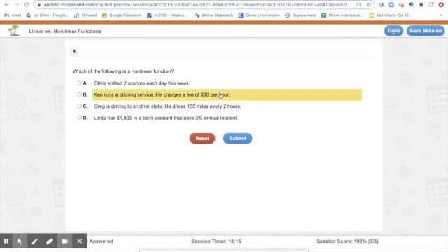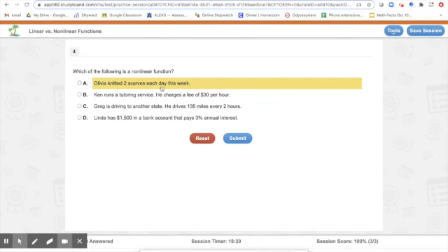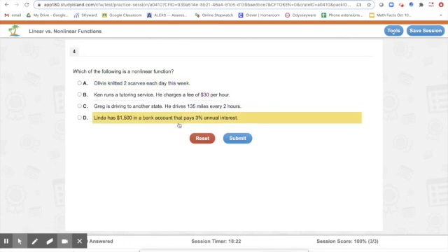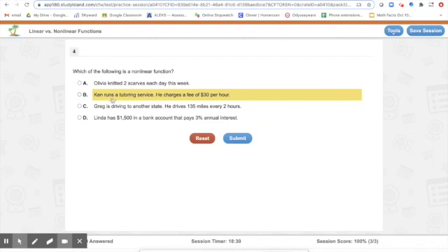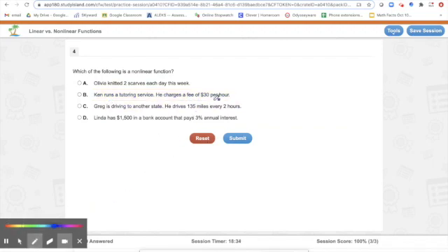All right. Same idea. We're trying to find the non-linear function. So Olivia knitted 2 scarves each day this week. 2 one day, 2 the next day, 2 the next day. All right. So she's going up by 2 every day. That's a linear situation. Ken runs a tutoring service. He charges a fee of $30 per hour. All right. So it's going up $30 every hour. So it's going up the same amount over and over again. That's linear.